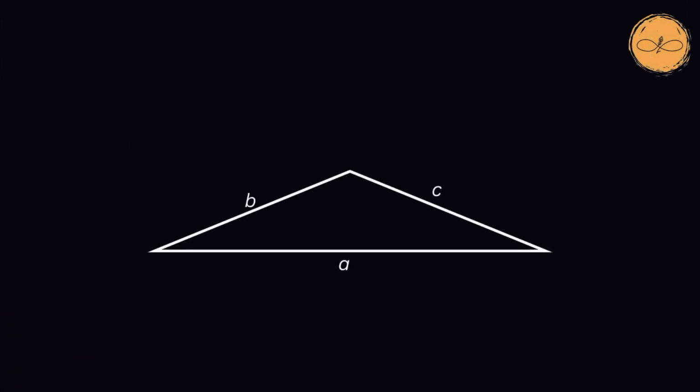Imagine we have a triangle with sides of length a, b and c, and the angles across from the sides are labeled capital A, capital B, and capital C respectively. Drop an altitude from the vertex where angle A is to the side of length a, and label it h. This altitude cuts the triangle into two right triangles.